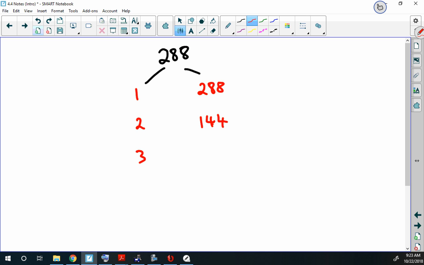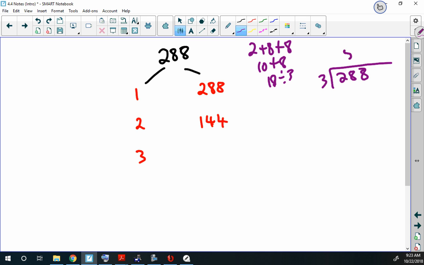2 plus 8 is 10. 10 plus 8 is 18. Is 18 divisible by 3? Yeah, so 3 is going to go into 288. That's 3 times 8 is 24. Whoop, 3 times 9. 3 times 9 is 27. That's a 1. That's an 8. So what, 6? 96. So 3 and 96.